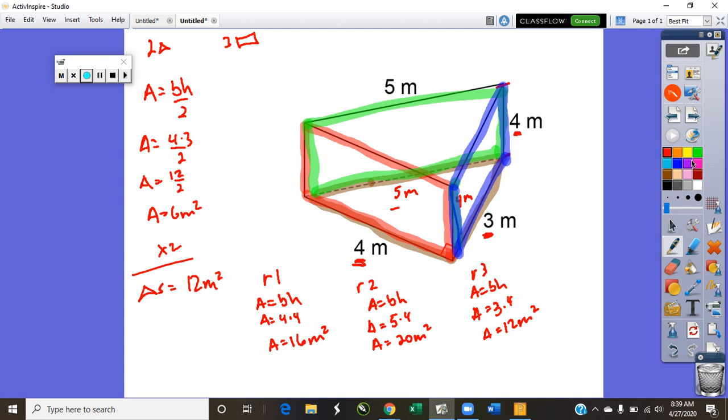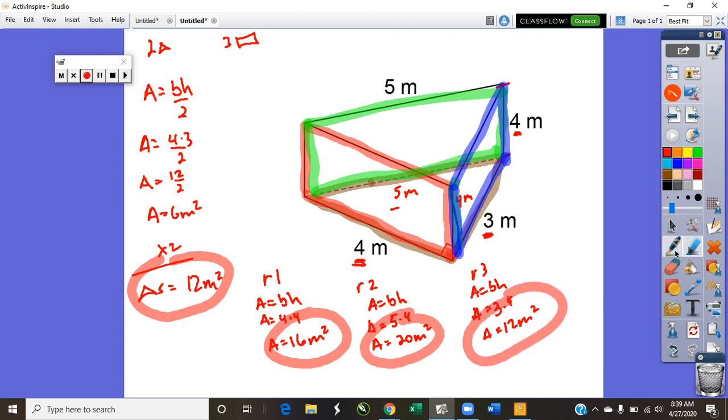Okay? And now, what's important? What I need to do is take all of my areas, this one, this one, this one, and this one, and I do what with them? You add them together. Okay, so 12 plus 16 plus 20 plus 12. Okay, 2 plus 6 is 8 plus 2. Carry my 1. 1 plus 1 is 2, plus 1 is 3, plus 2 is 5, plus 1 is 6. Okay, so the surface area of this entire figure would be what? 60 meters squared. Okay, really not that hard, guys.